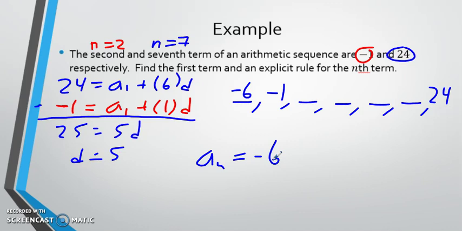Now the first term of the pattern is always negative 6, plus n minus 1. I want to leave it in the nth term so that I can plug in whatever number for n that I need. And then the d value will not change. D is 5 in this case.